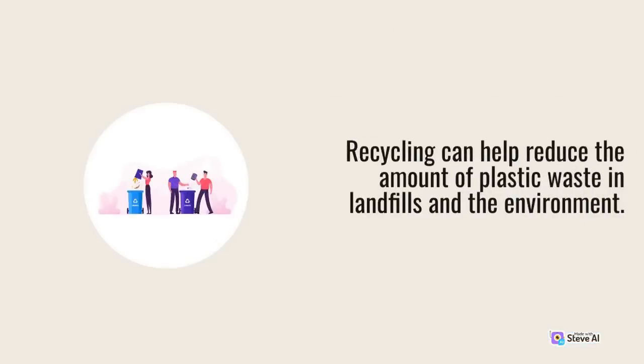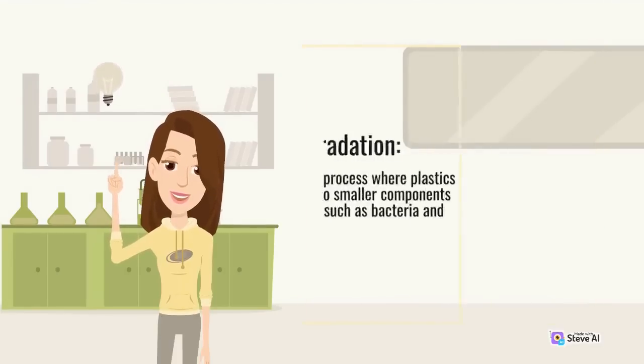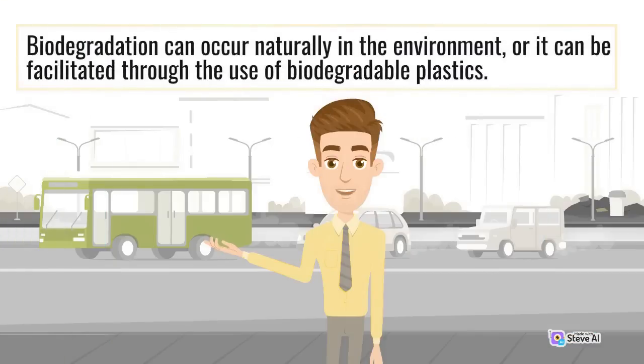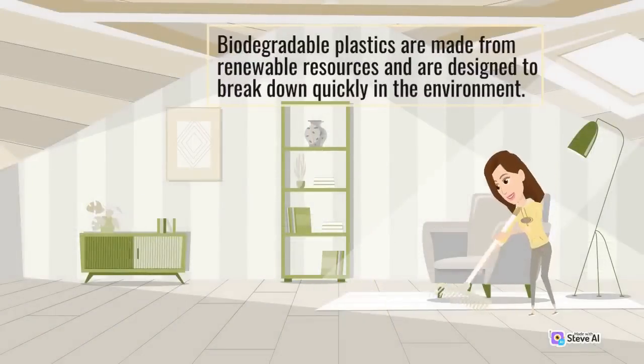Recycling can help reduce the amount of plastic waste in landfills and the environment. Biodegradation. Biodegradation is a process where plastics are broken down into smaller components by microorganisms, such as bacteria and fungi. Biodegradation can occur naturally in the environment, or it can be facilitated through the use of biodegradable plastics. Biodegradable plastics are made from renewable resources and are designed to break down quickly in the environment.